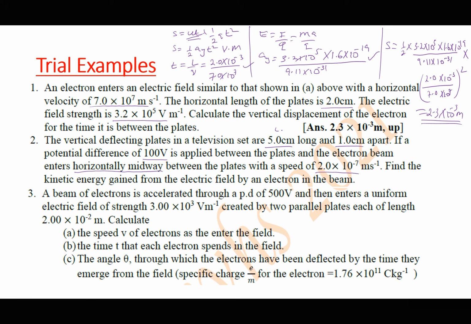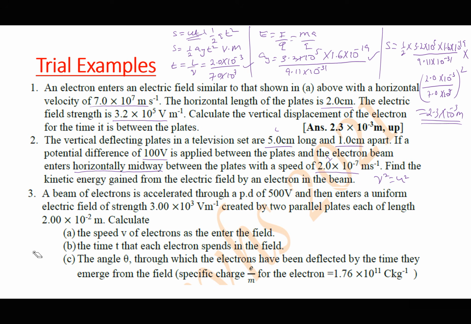This is the length of the plates. We have the speed with which it enters the field, so we know the time between the plates as this divided by that. As we have seen in that example, we have the time between the plates. We need the acceleration to find the speed, from v equals u plus at, and we shall find the velocity in the vertical.